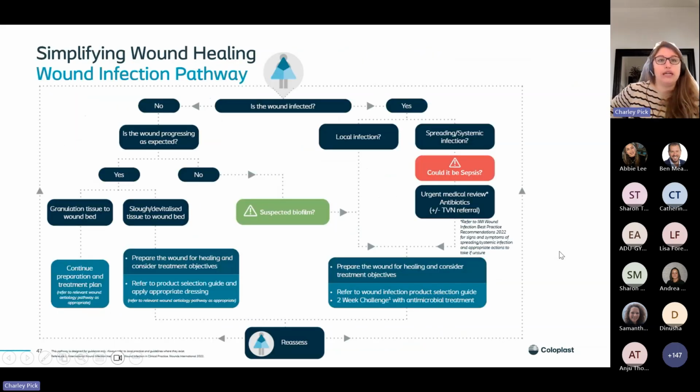So we do have a wound healing pathway to simplify your wound healing process with wound infection. And as you can see, this starts with a holistic assessment of your patient, and then the triangle of wound assessment, your wound bed, edge, and peri-wound skin. So we go on to, is the wound infected? If it isn't, we ask if the wound is progressing as expected. If it is, and there is granulation tissue to that wound bed, continue preparation and the treatment plan that is in place.